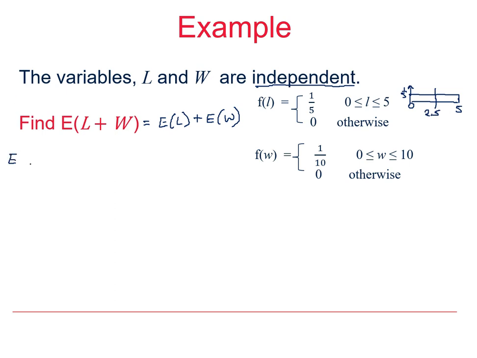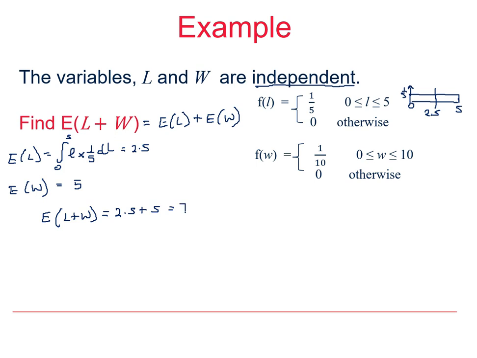But if I do one for you from first principles, the expected value of L would be the integral of L multiplied by the probability density function dL between 0 and 5, and that you should obtain 2.5 for. And similarly, the expected value for W is 5. So our expected value for L plus W is just 2.5 plus 5, or 7.5.